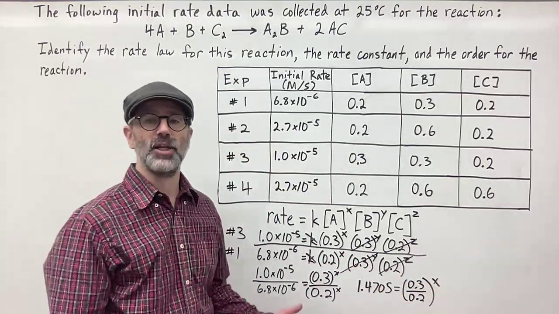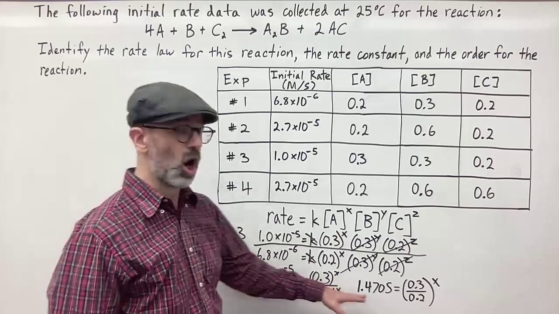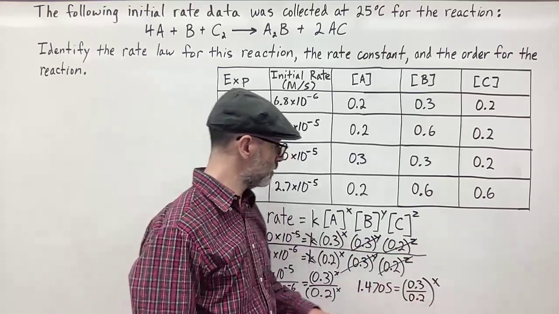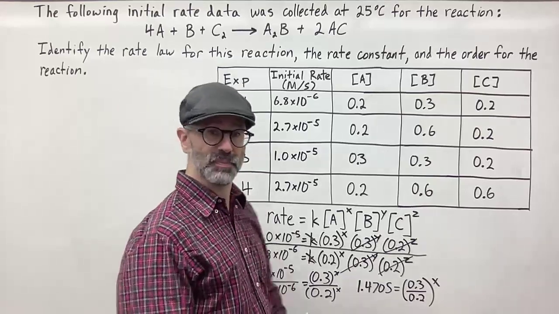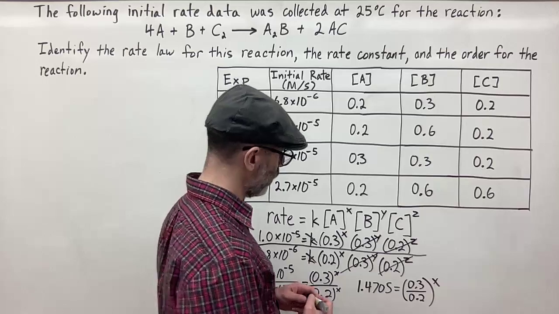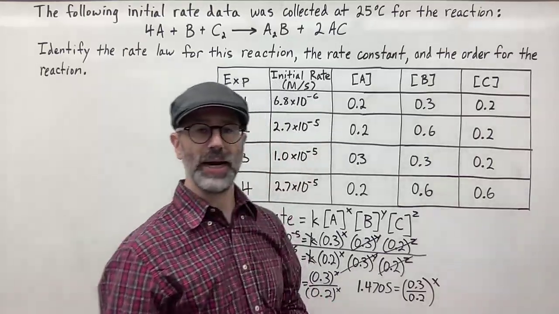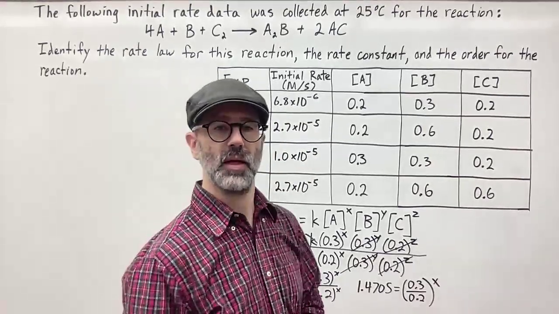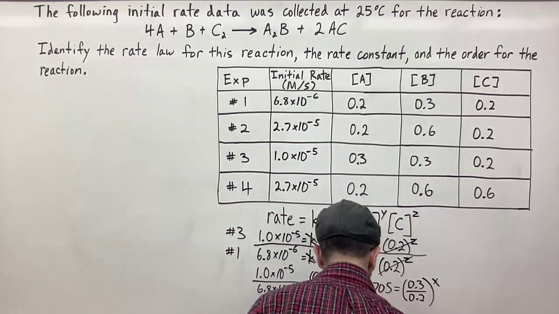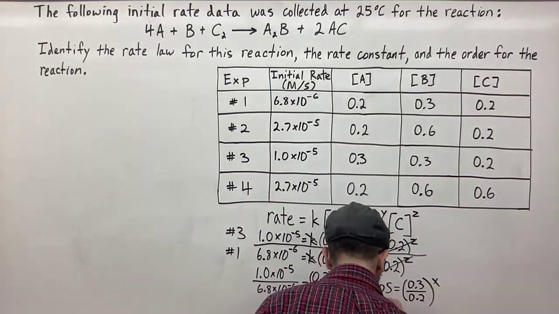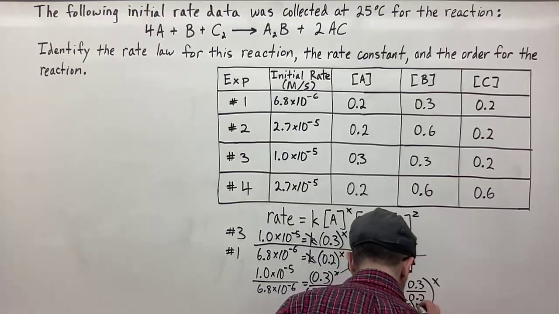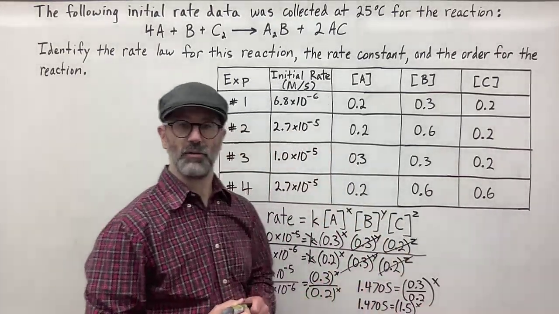Now to solve for x, you have to use your log functions, right? So I take the log of both sides. But I can also divide this first. 0.3 divided by 0.2, when I get that, I get 1.5. So if I rewrite this, I'm going to have 1.4705 is equal to 1.5 to the power of x.